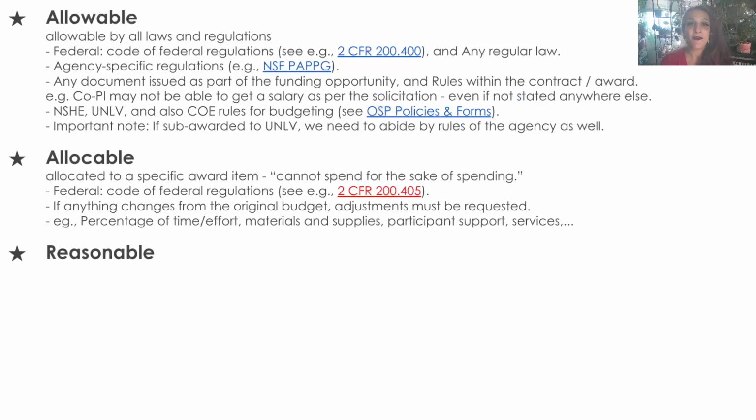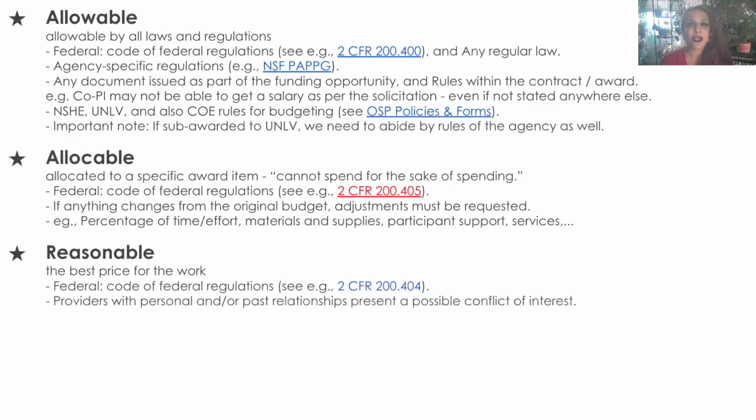The third point is if it's reasonable. This is related to having a best price for the work. So checking for different quotes, at least 3 different quotes depending on the value might actually be a requirement in the institution, and checking for regulations on that which exist at the federal level, and checking also if providers have any kind of personal relationship with the proposers, with whoever is being awarded. That would present a possible conflict of interest that must be avoided as well, and whether it's a reasonable expenditure or not.